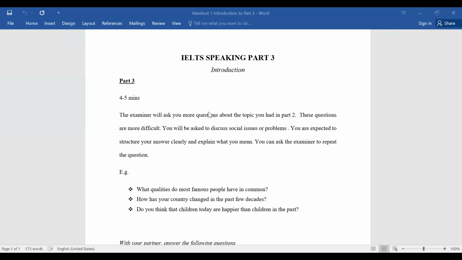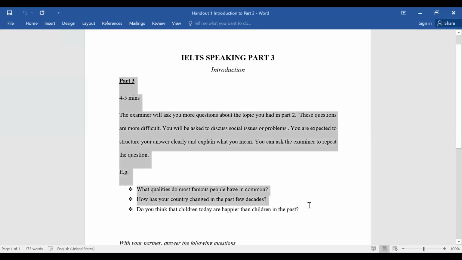So now I need a student to help me read this part. Vinh, can you please help us to read this part, please? Yes, I'm here. Okay, just give me a few seconds.